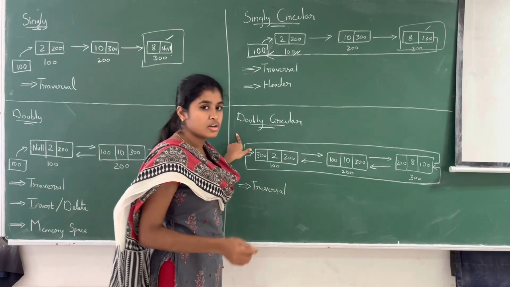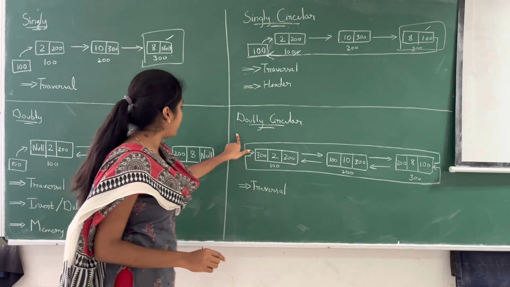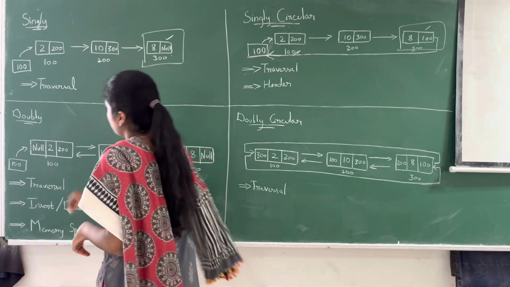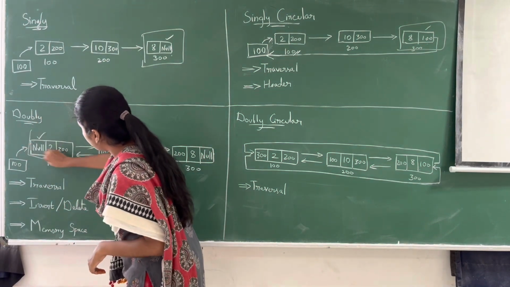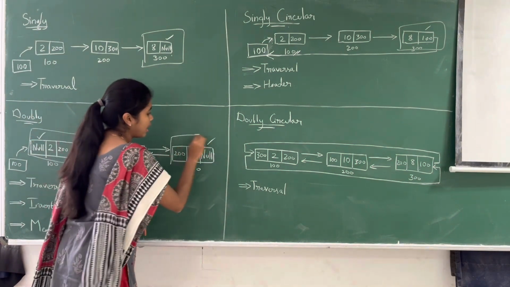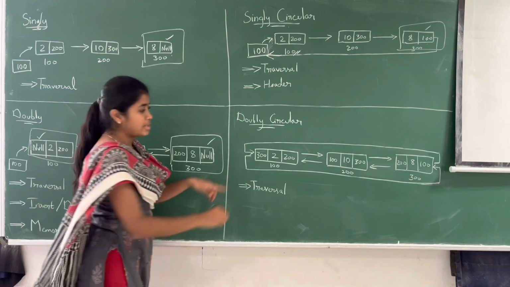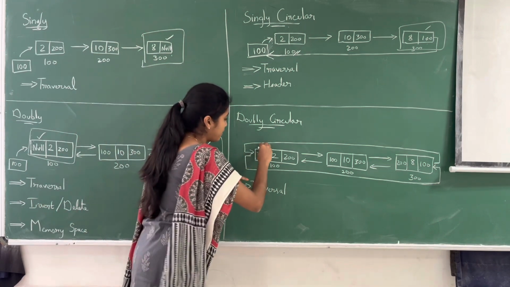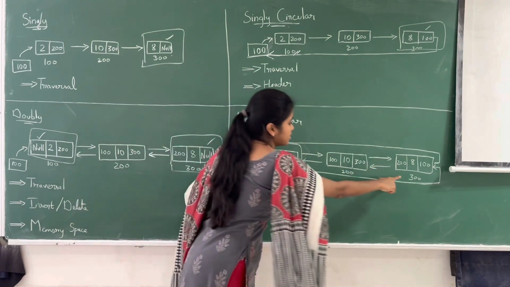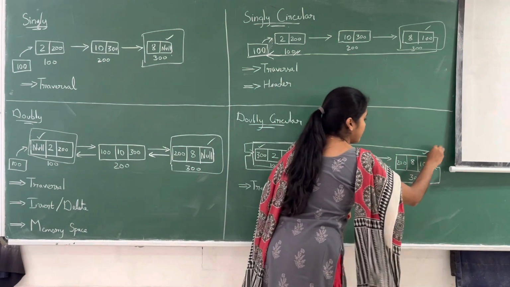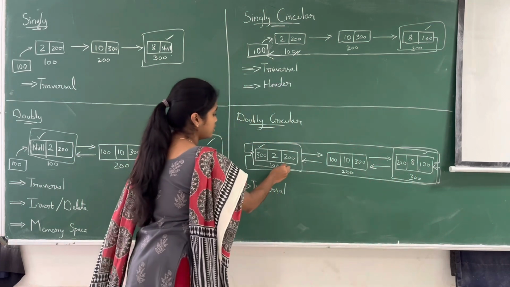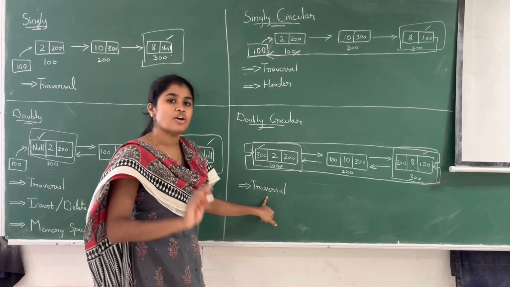Next is the doubly circular linked list. Now we will compare the doubly and doubly circular linked list. The first part of the first node is null and the last part of the last node is null. Whereas here the first part of the first node contains the address of the last node and the last part of the last node contains the address of the first node. Traversal happens in all the directions.